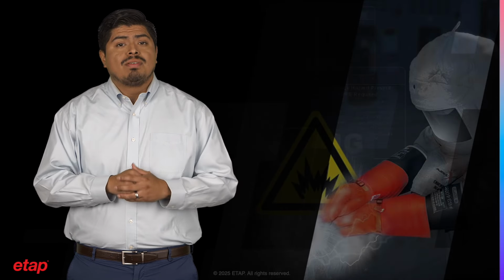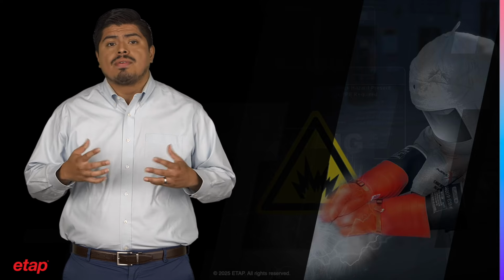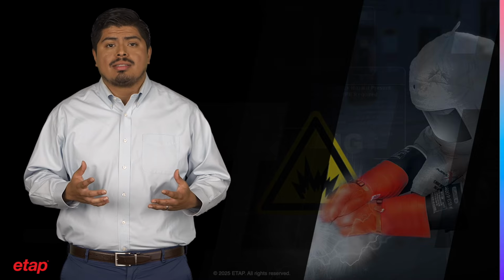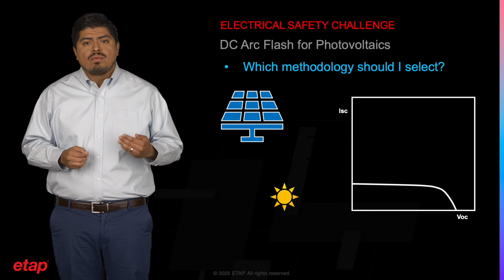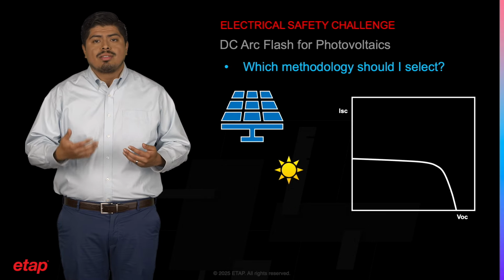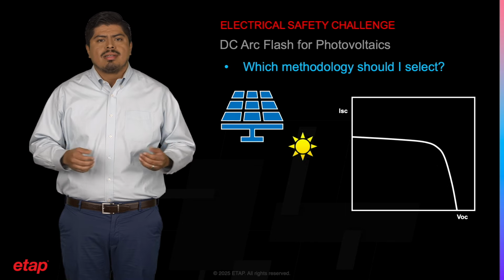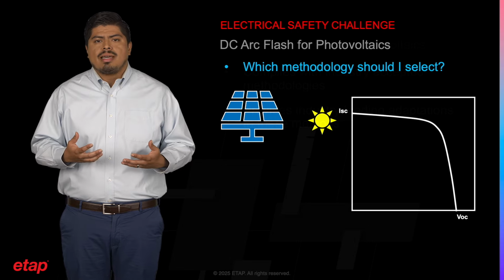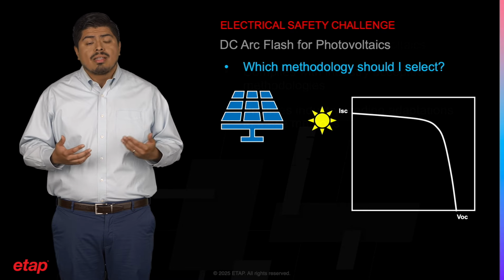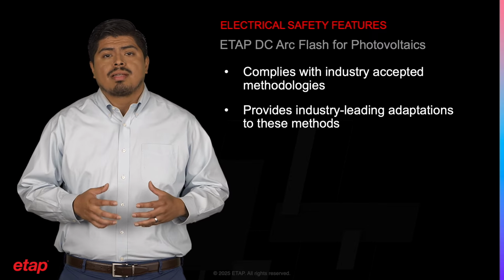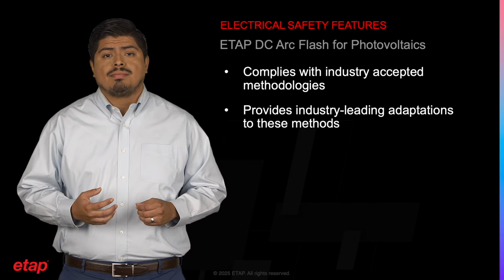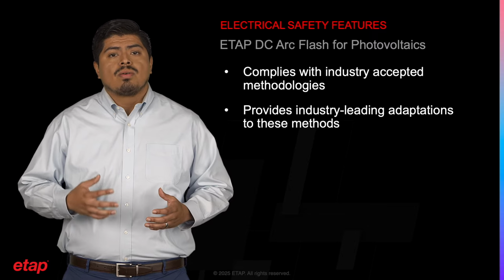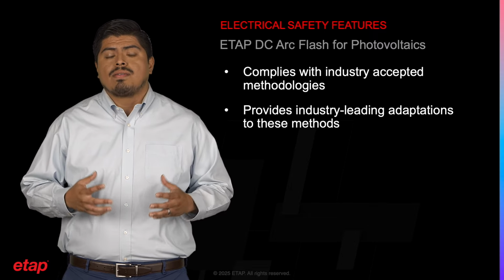Let's take a look at some of the other tools ETAP provides to enhance your efficiency, starting with tools for conducting a comprehensive DC arc flash analysis. With the increasing use of renewable energy and battery energy storage systems, the question often arises, which DC arc flash methodology should I select? This can be a difficult question to answer given the abundance of options available. ETAP simplifies this process by complying with industry-accepted methodologies. ETAP also provides its own industry-leading adaptations of these methods, which have been validated against recorded DC arc flash events.